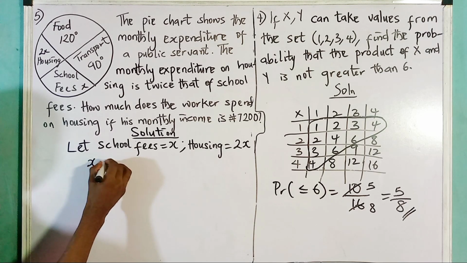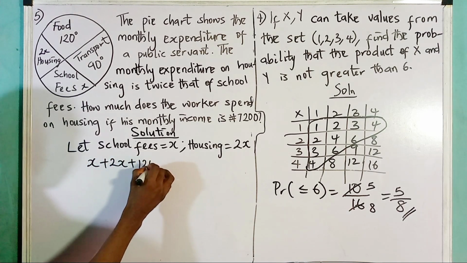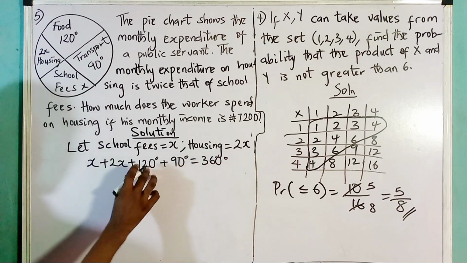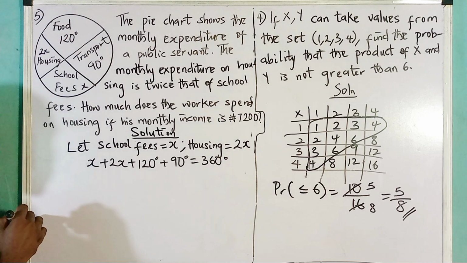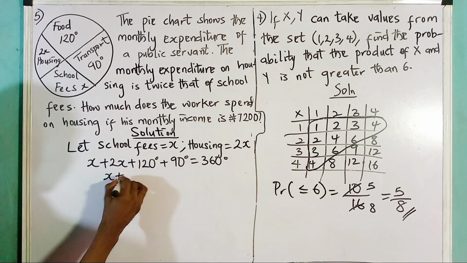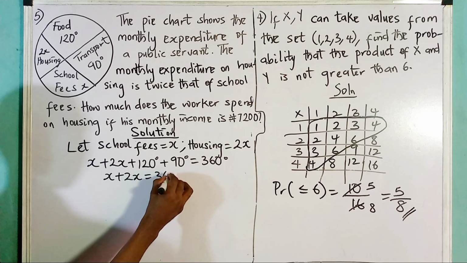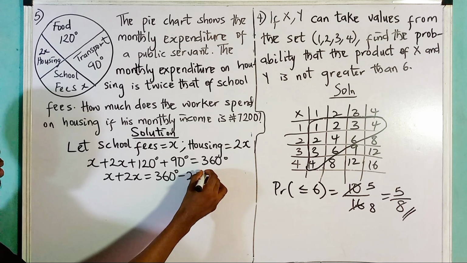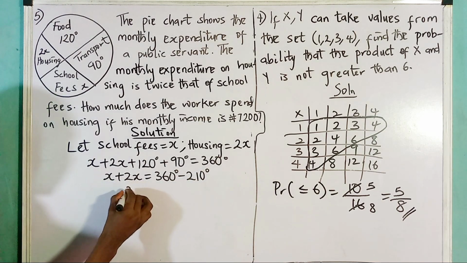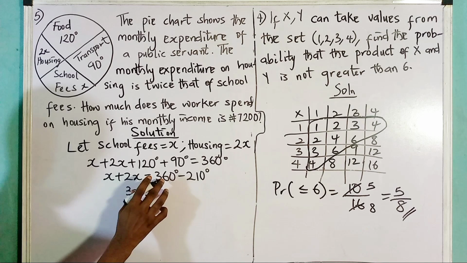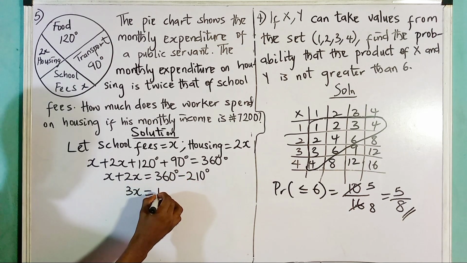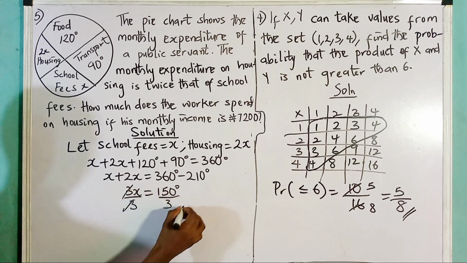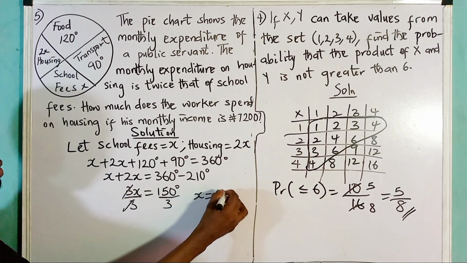Okay, so this is x plus 2x plus 120 plus 90 equals to 360 degrees. 120 plus 90 is 210. So let's have it. x plus 2x is equal to 360 degrees. I said this is 210, so we move it to this side, minus 210 degrees. x plus 2x is 3x, so this is 3x is equal to 360 minus 210. I think that's 150. And then we divide both sides by 3. x will be equal to 50 degrees.